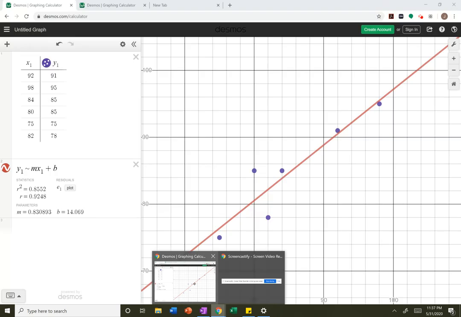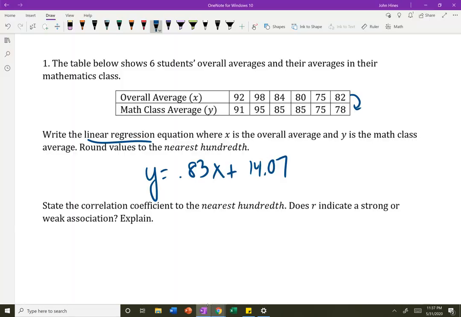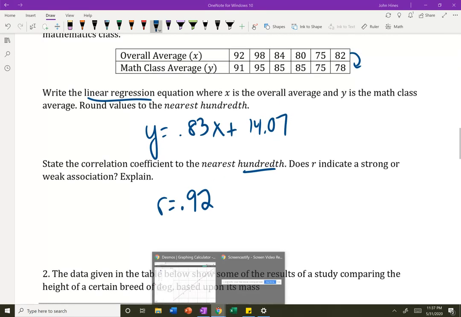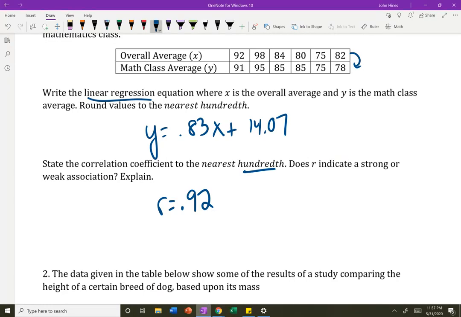Well, if you look here on Desmos, you get the correlation coefficient. There it is right there. There's your R value. We don't want R squared. So we're saving that for AP Stats if you take that your senior year. We're looking at R right here. R equals 0.9248 to the nearest hundredth, so 2 places. R equals 0.92. Is that a good R value? Yeah, that's a good R value because the data is really close to the line. It's off, but it's not that far off.